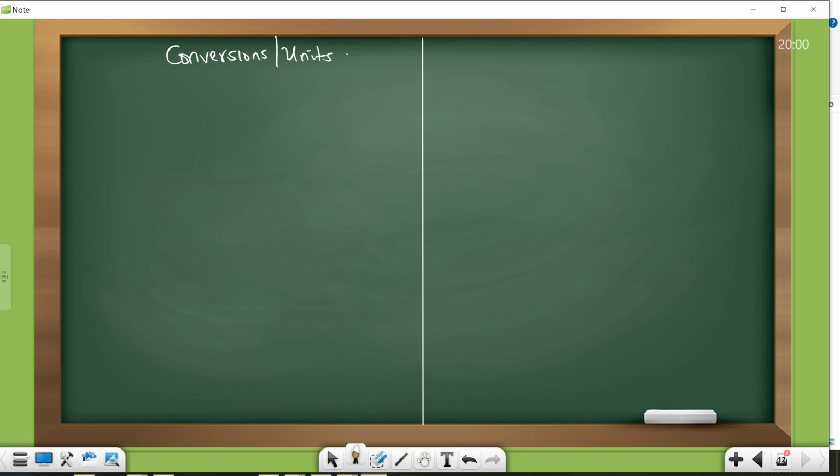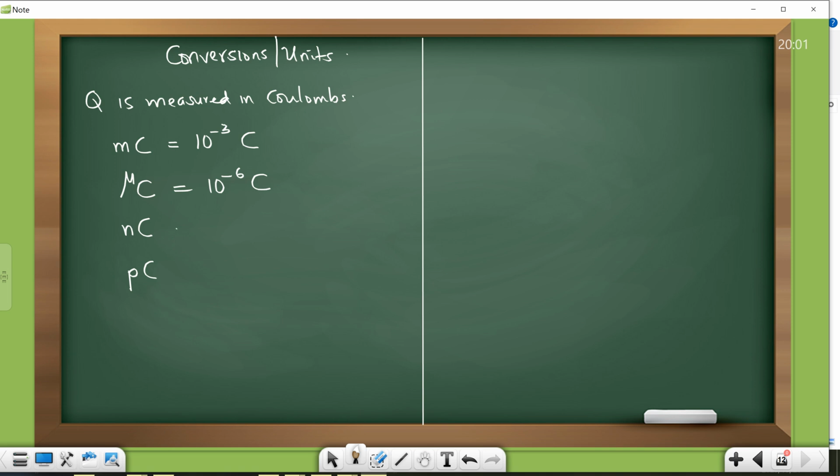Okay. Q is measured in coulombs. But what the examiner would give you, they'll give you 4 of those: millicoulombs, microcoulombs, nanocoulombs, and picocoulombs. This is times 10 to the power negative 3 coulombs, times 10 to the power negative 6 coulombs, times 10 to the power negative 9 coulombs.